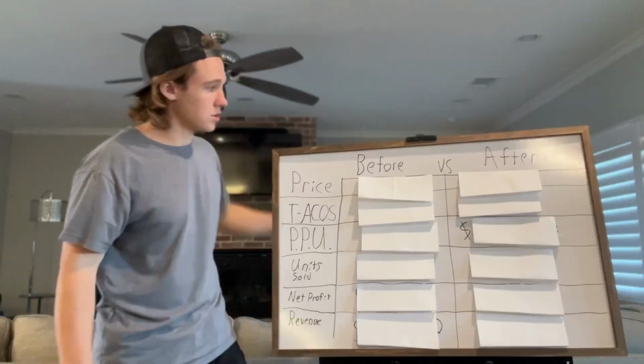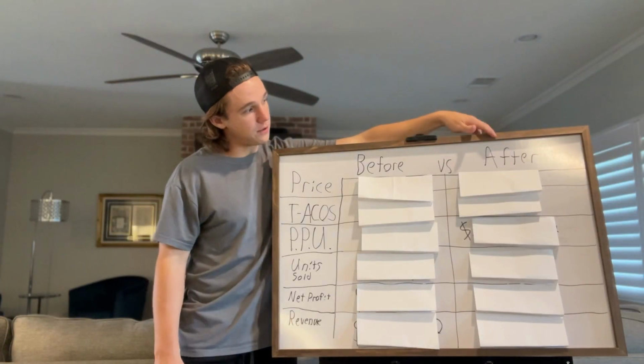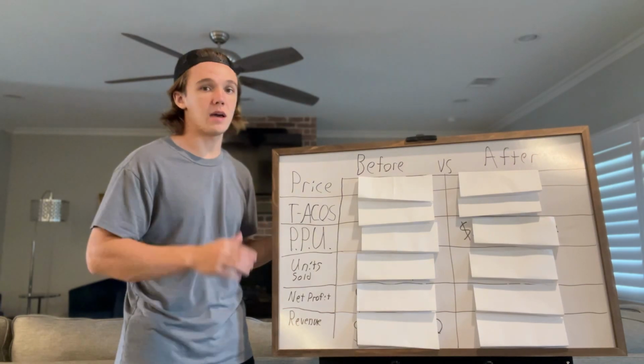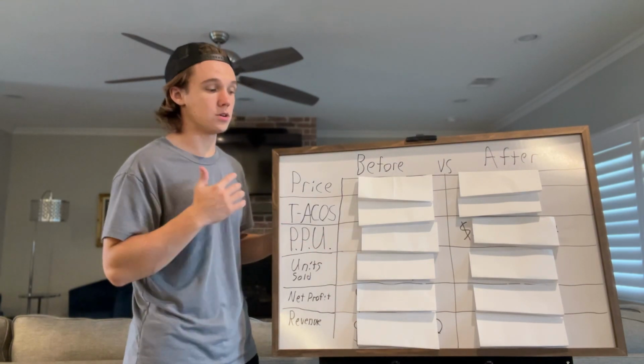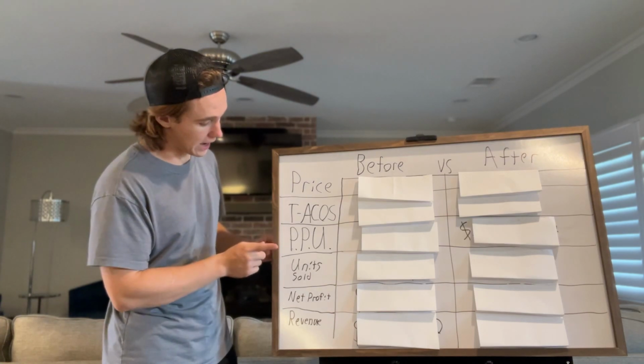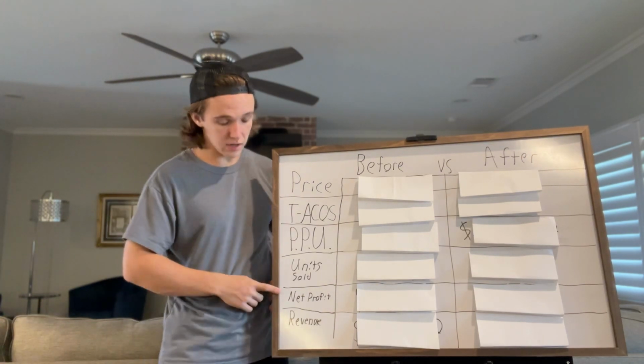And here are the numbers. So we have the 30 days before and 30 days after. And our metrics that we're tracking are price, total ACoS, which is total ad spend compared to total sales, including organic, our profit per unit, our units sold, our net profit, and our revenue.